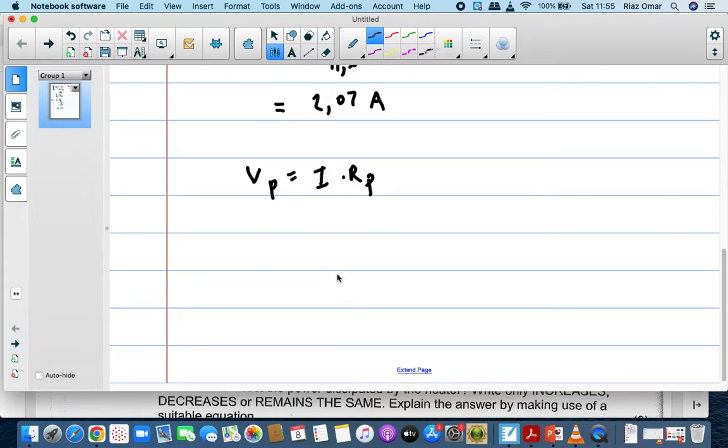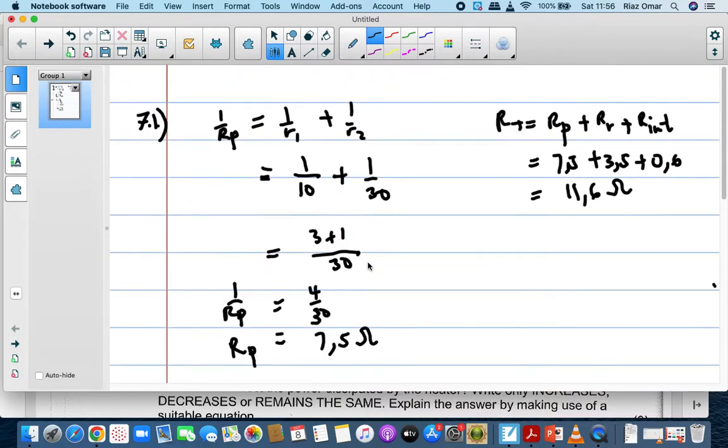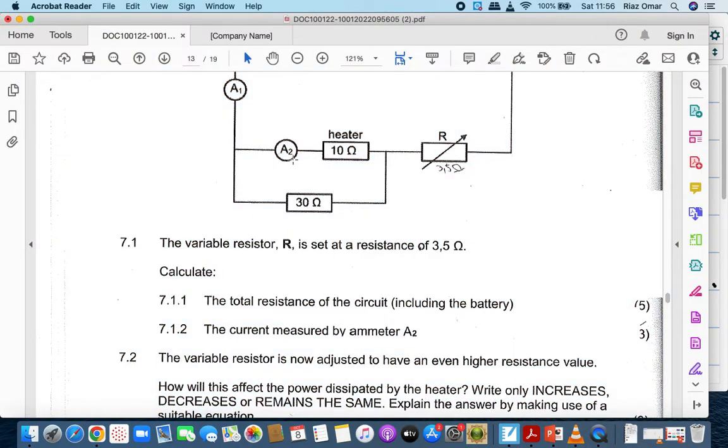Do we have our total current in the circuit? Yes, it's 2,07. That's what we worked out. And the resistance in parallel, we worked it out in a sum before. It came to 7,5 ohms. This is the parallel resistance. That means basically we're working out the voltage across this whole parallel part here.